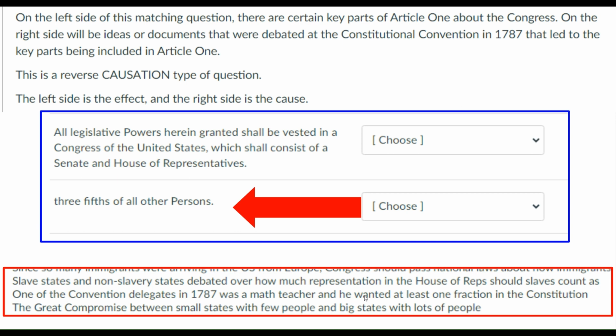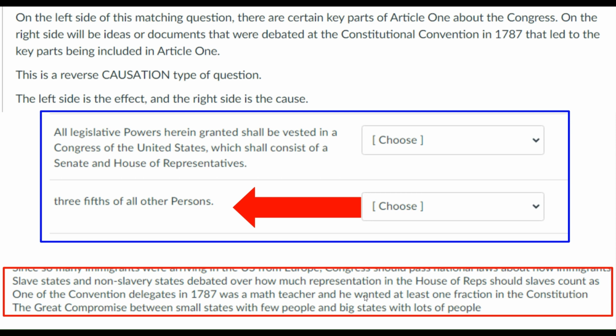So here is the after effect in the Constitution. The Constitution says 3/5 of all other persons. So, of course, this deals with slavery and the disagreement between North and Southern states. And so, if we go down in the answers, the top one there: slave states and non slave states debated over how much representation in the House of Reps slaves should count as.